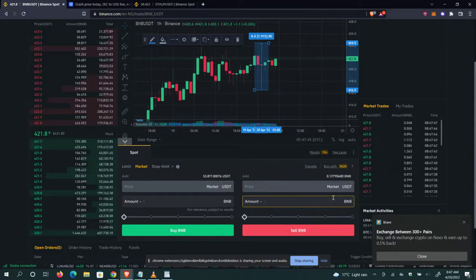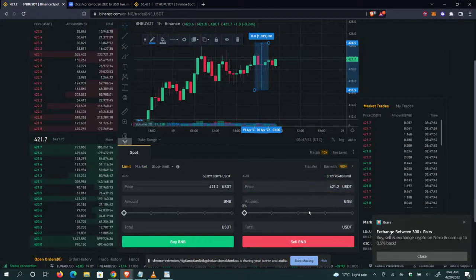Then let's say I want to sell, I want to go out and do my thing, and I don't want to be disturbed. I can just click limit and set the amount I want to sell at exactly. Currently the market is at 421, as you can see here, 421.8. I can decide to say, once the market goes to 425, automatically you sell. You understand? That is one thing you should do. So I click on 425, the whole BNB I have there, which is the 50% I bought, and all I do is click sell BNB.